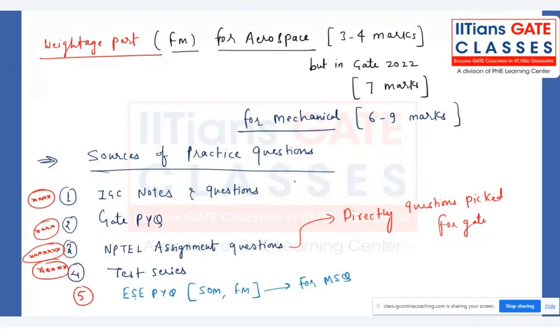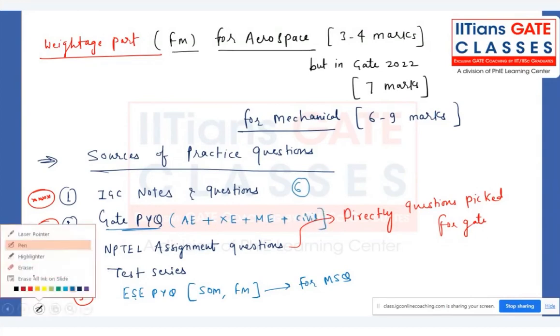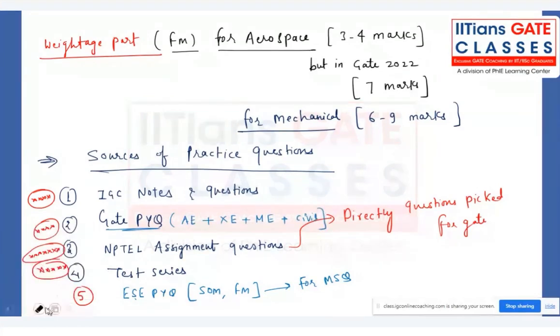So the sixth one will be again GATE previous year questions of what? AE, and you can also follow XE. You can also follow mechanical. You can also follow civil. So I think these are sufficient to keep you on track, or maybe keep you busy always practicing questions. Getting my point, guys? All of you are getting my point? You will always be busy solving questions when you have this many sources, right? We also have the IGC assignment.